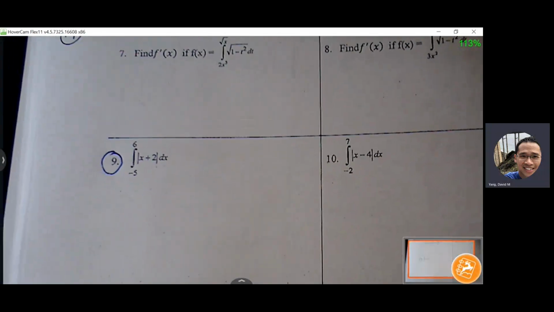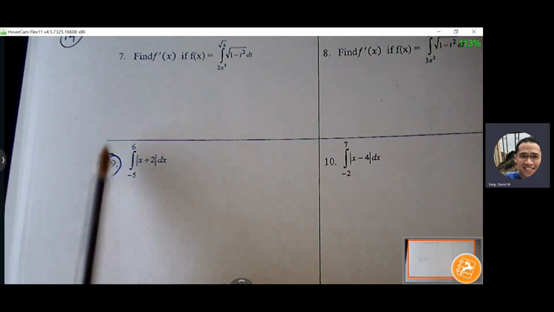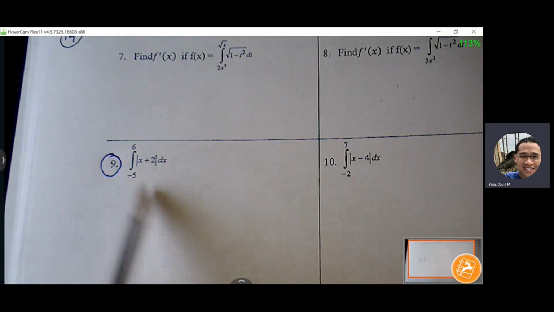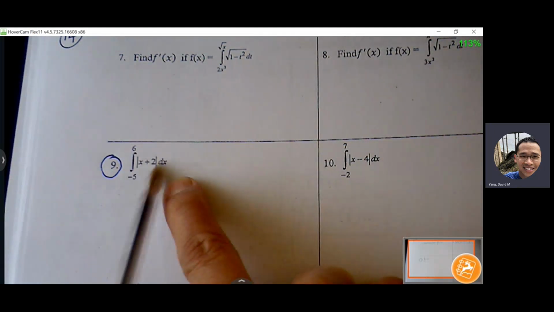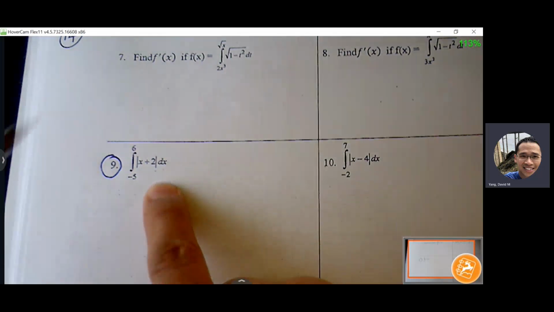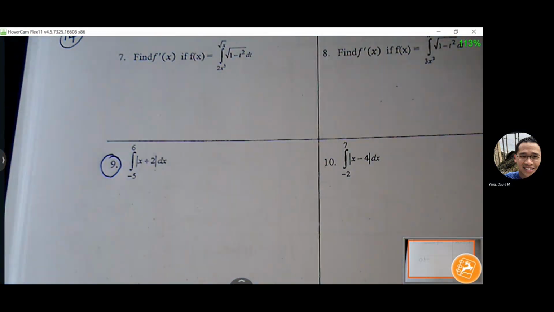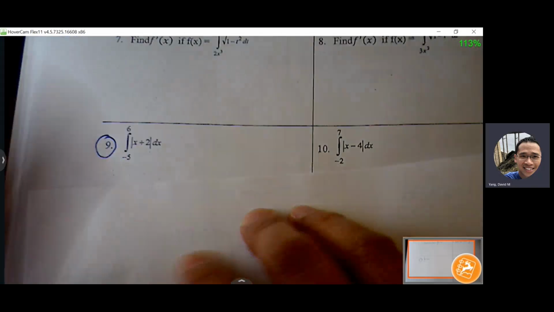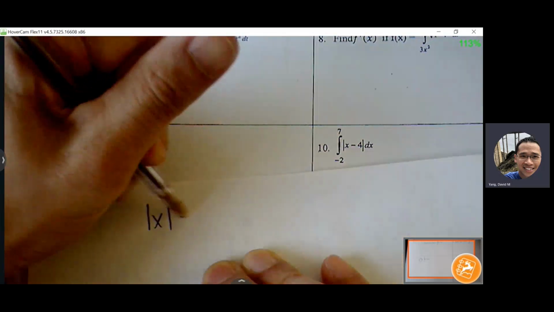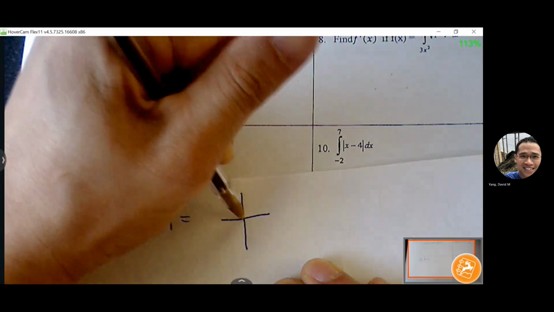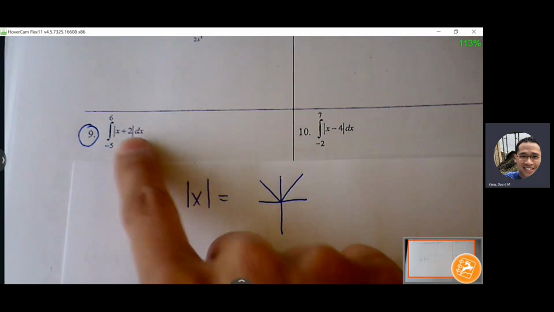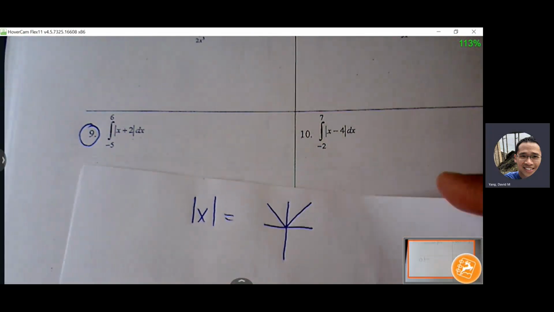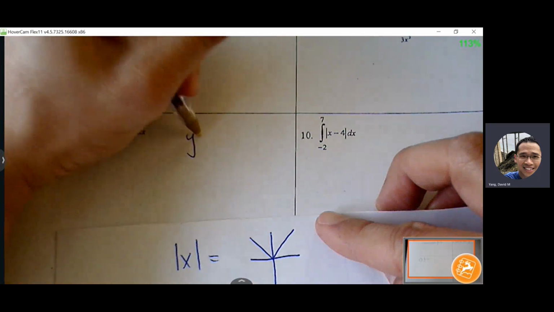So with absolute value, we're not going to do power rule. We're not going to try to figure out power rule for this. The easiest way to go is to draw the graph. Now, do you know what an absolute value graph looks like? What's the shape of an absolute value graph? Looks like a V, right? So absolute value of x looks like this. Okay, so let's start off by drawing this graph.